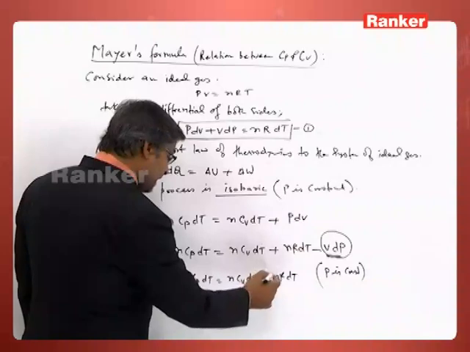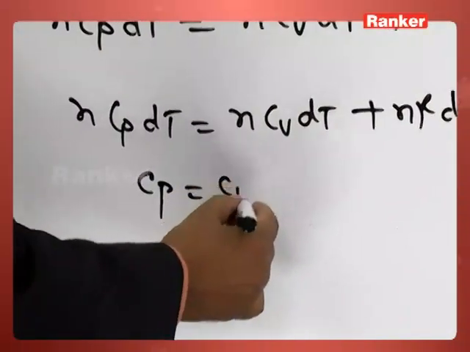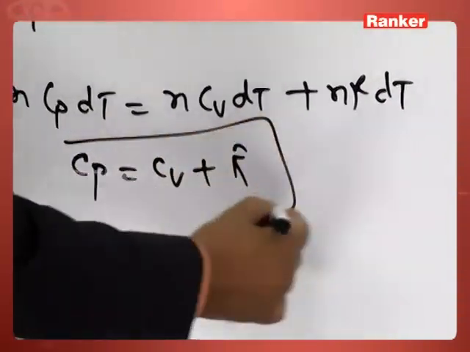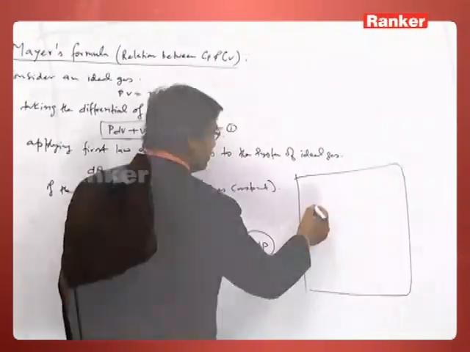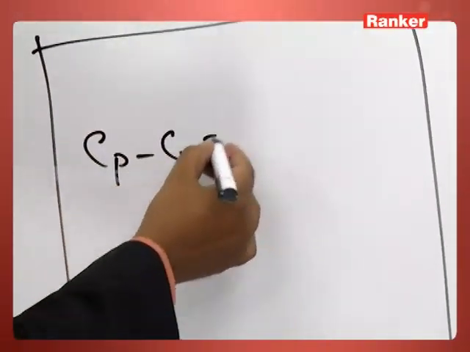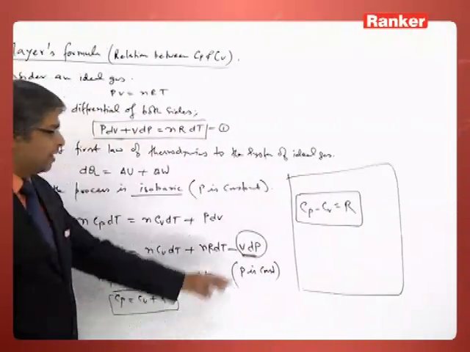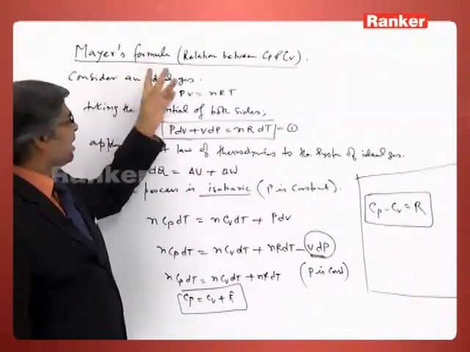So here n dT cancels out. So we have Cp = Cv + R. So we have thus a relation that Cp - Cv = R, where R is the universal gas constant, and this relationship is called Mayer's formula.